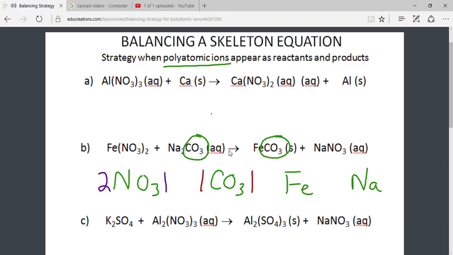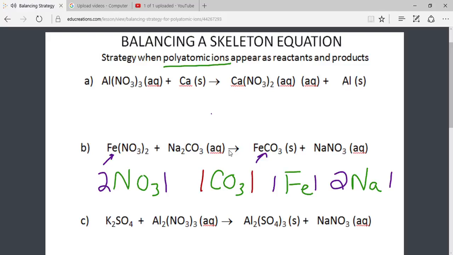Therefore, carbonate is balanced. Looking at the sodium, on the reactant side of the equation, there are two sodium present. However, on the product side of the equation, there is only one sodium present. Looking at iron, we can see that there is one iron present on the reactant side and one iron present on the product side. Therefore, iron begins balanced.